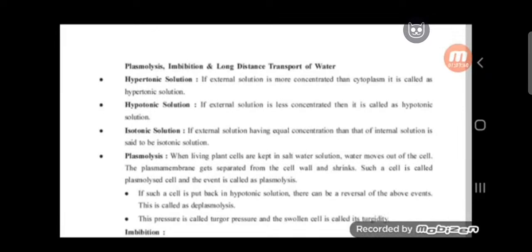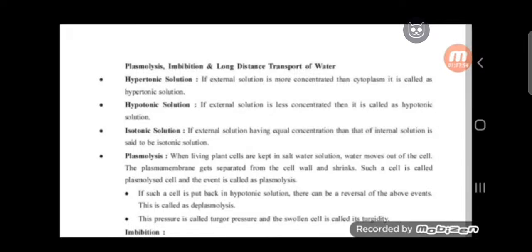So here, the topics from water potential and some other information from there, the questions on that topic are over. Now let us go ahead towards our next topic. The next topic is plasmolysis, imbibition, and long distance transport of water. Now, I will first explain these topics, then we will see what all the NEET questions they can ask on them.